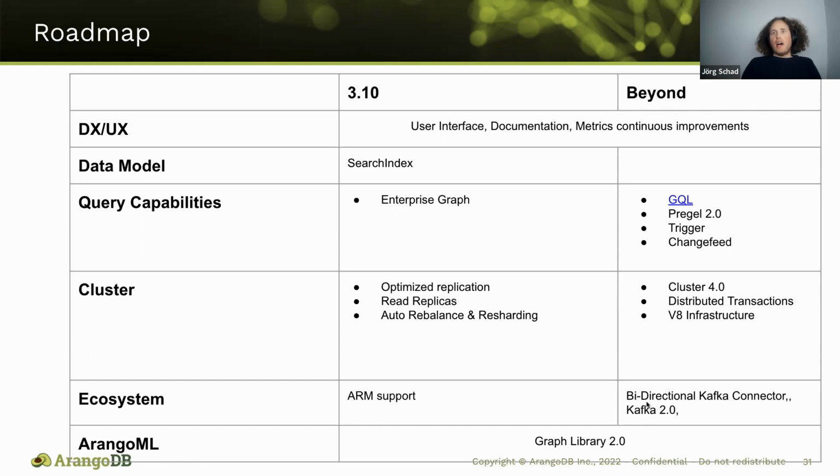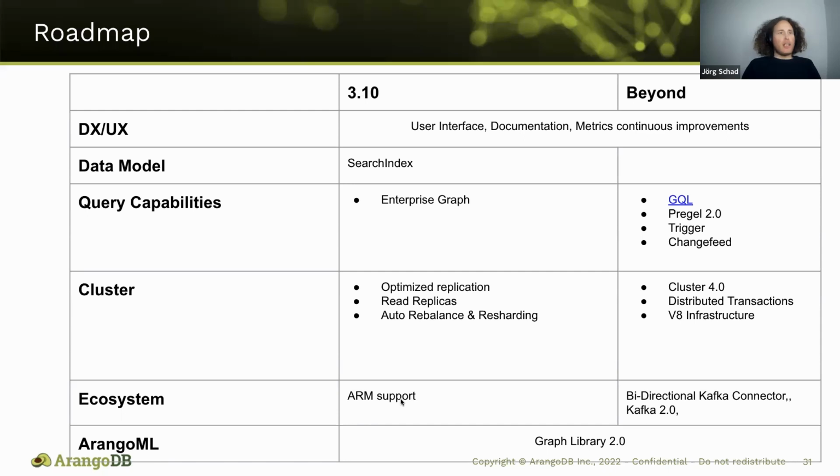In the ecosystem, we are working on the new Kafka 2.0 connectors. If you haven't seen it, we already released last month the new Spark 2.0 connector. So we are also heavily working on and extending our ecosystem team.